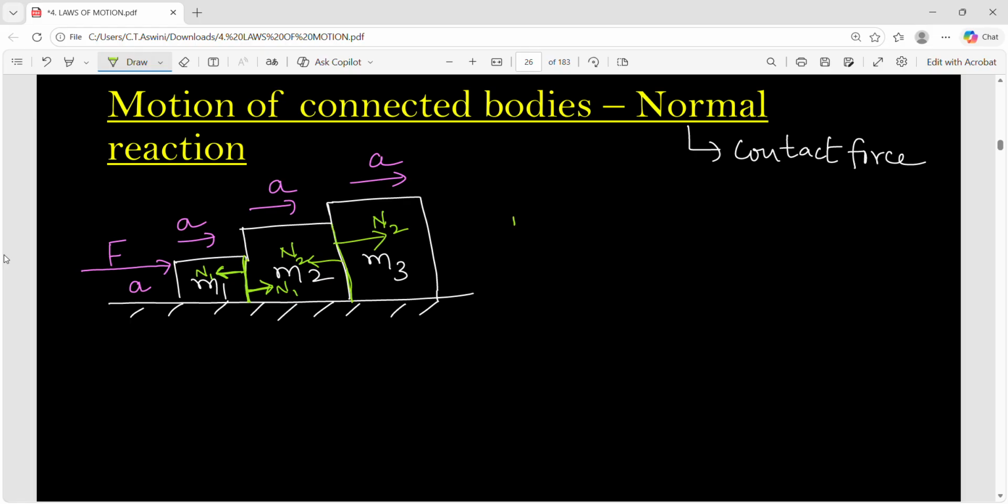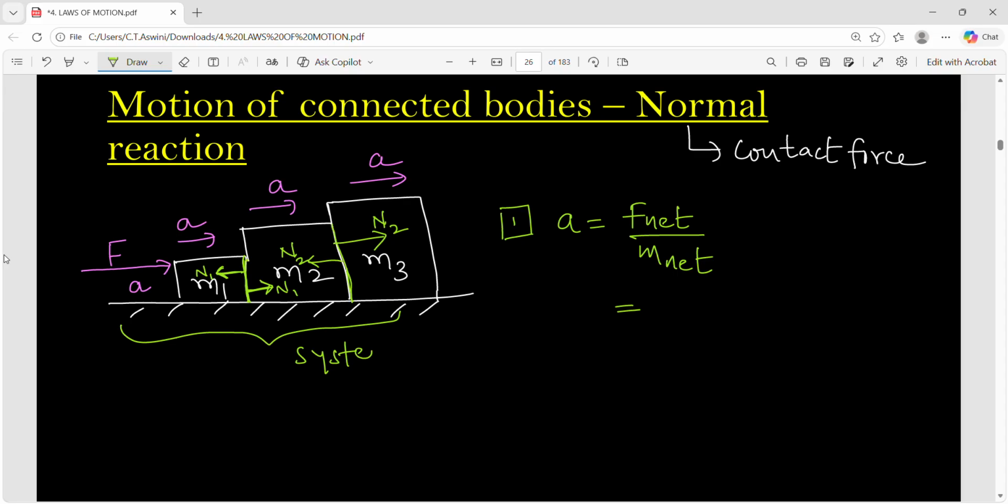Now, important points to remember. First one, what is acceleration here? It is nothing but net force upon net mass of the system. What is the net force in this entire system? See, M1, M2, M3, they are connected, right? Now, this all together is called a system. So, what is the net force on the system?